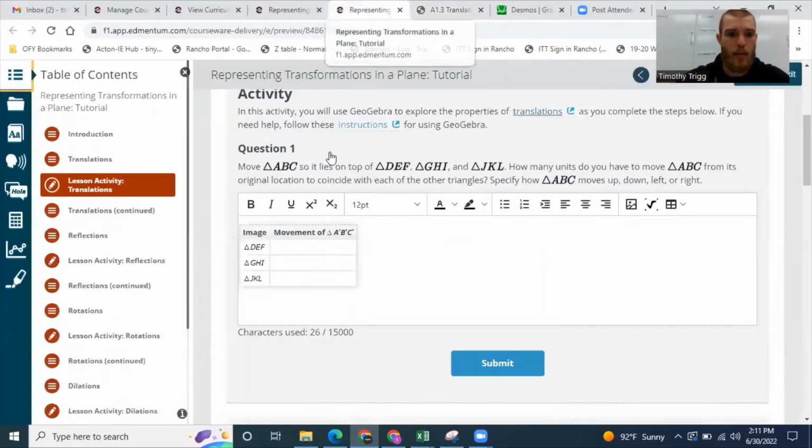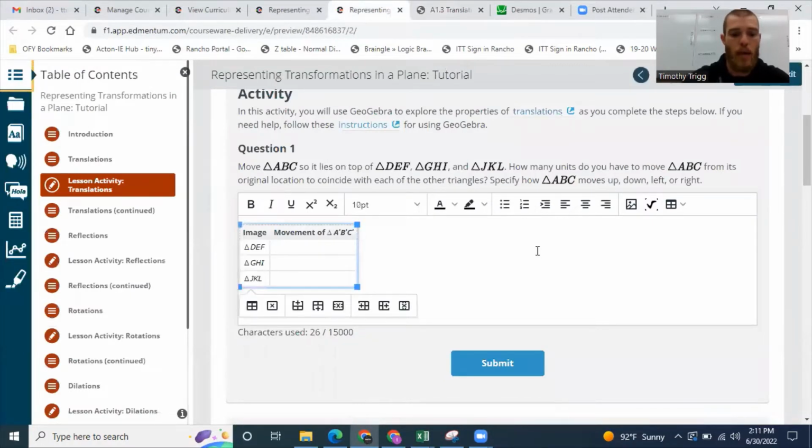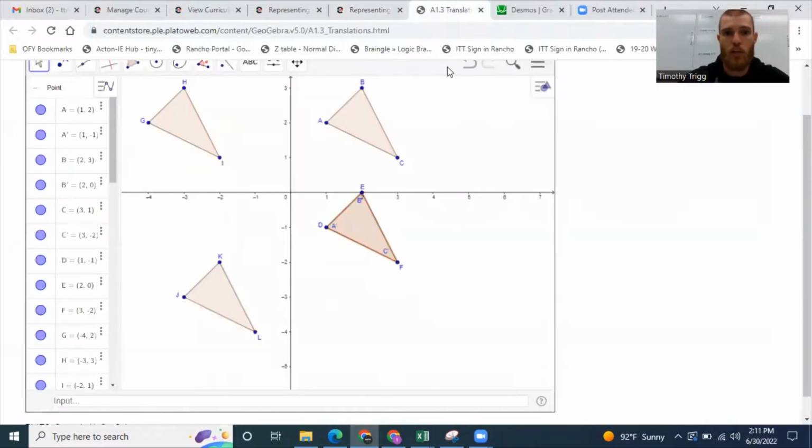So that's what we're going to say here. So for triangle DEF, we had to move triangle ABC down 3 units. Okay? And whenever we shift a shape, just moving it left, right, up, or down, we call that translation, which is what this is all about, translation.